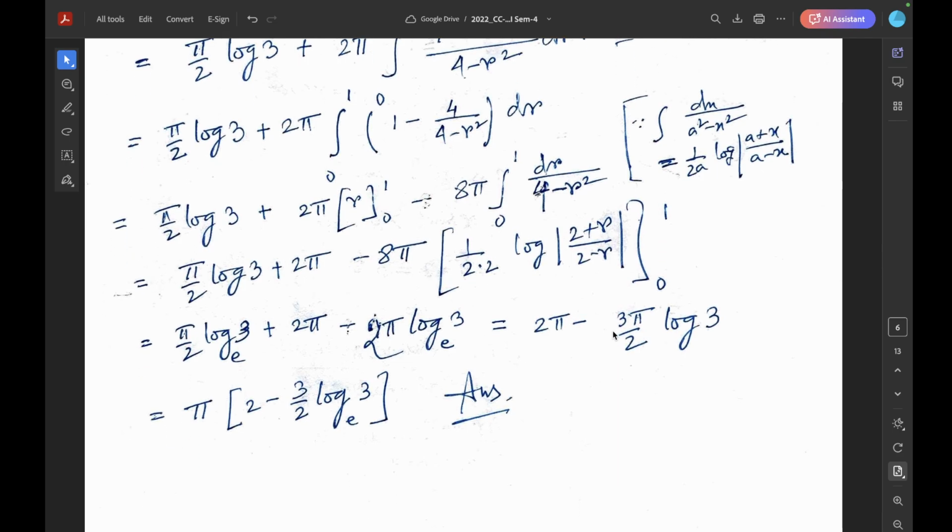After simplifying, we get 2 pi minus 3 pi by 2 log 3 to the base e, which equals pi times the bracket 2 minus 3 by 2 log 3 to the base e, and this is the answer.